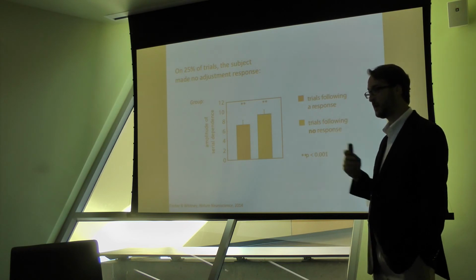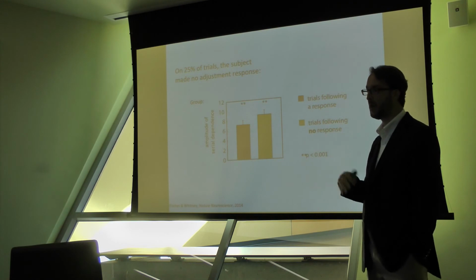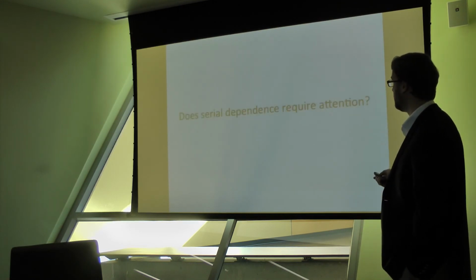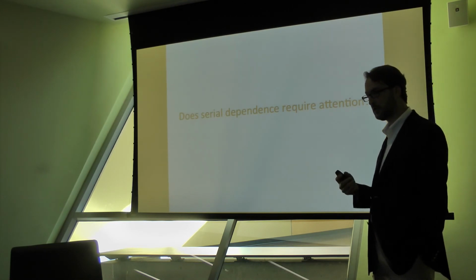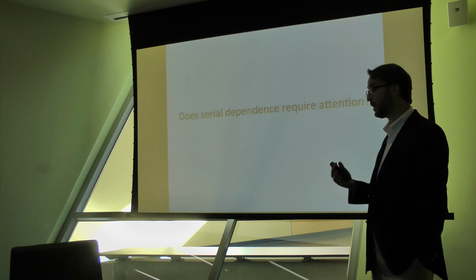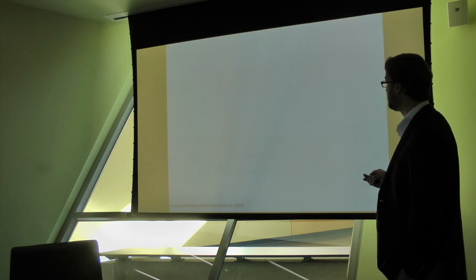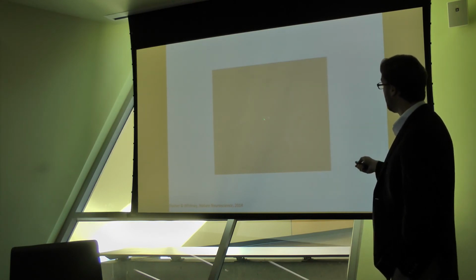In other words, the subject can just watch passively the display. The following trial will be pulled toward the passively viewed display. So it doesn't require a motor response. It's not motor serial dependence. But does it require attention? One might think that this kind of serial dependence in perception should depend on attention. To answer this question, Jason Fisher did a novel experiment of invisibility.